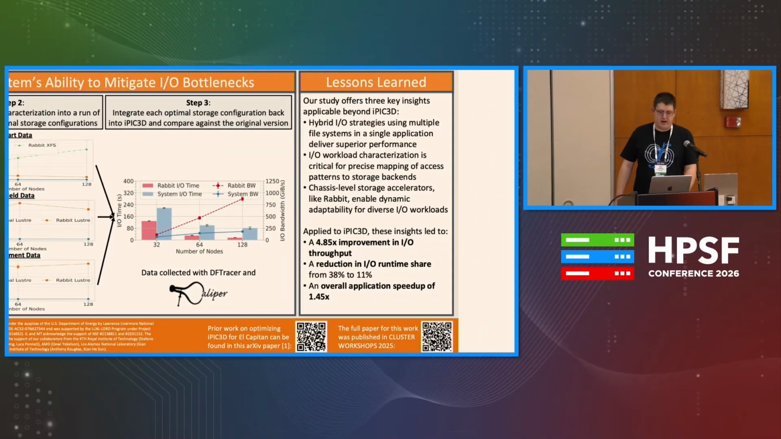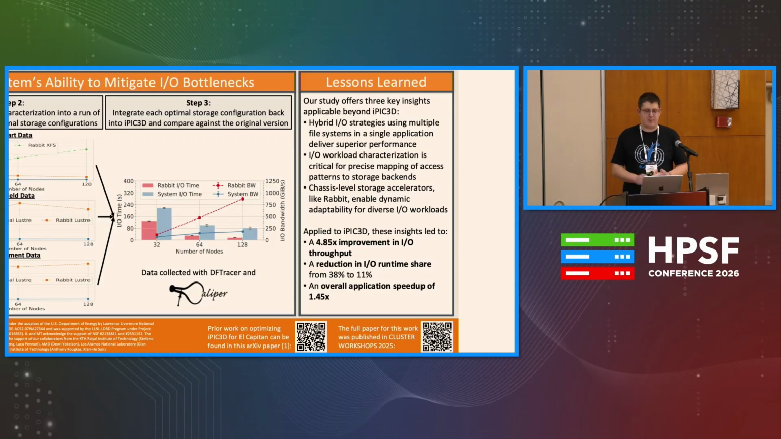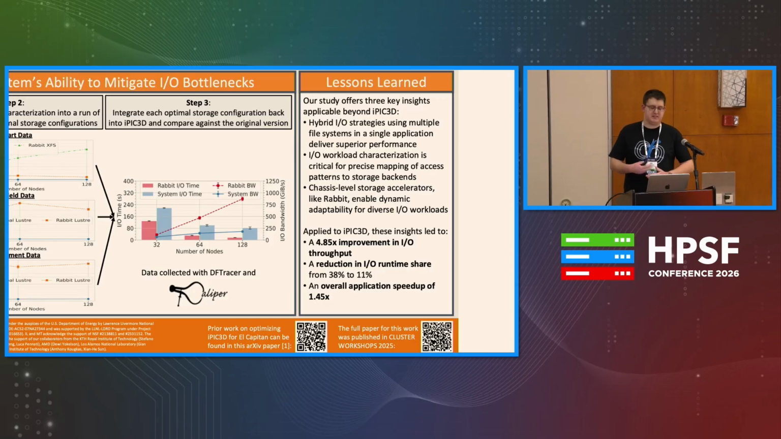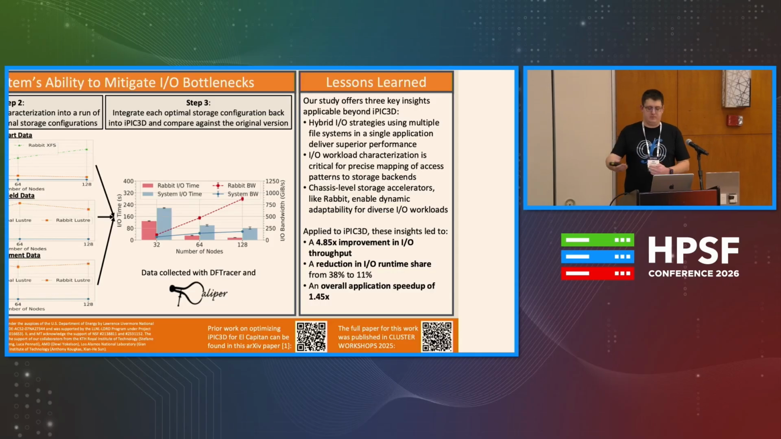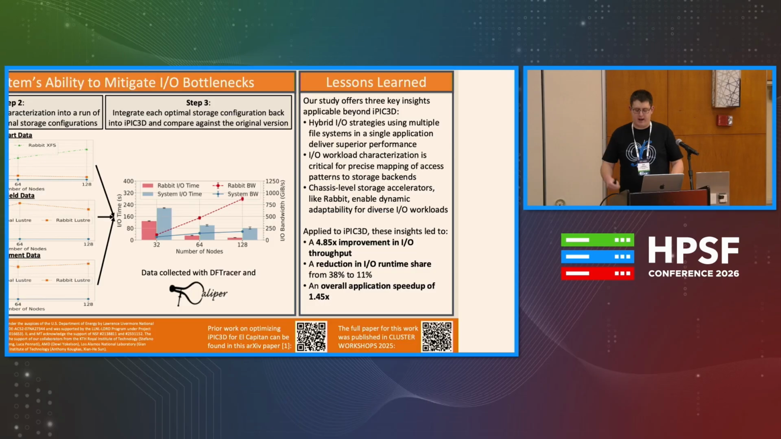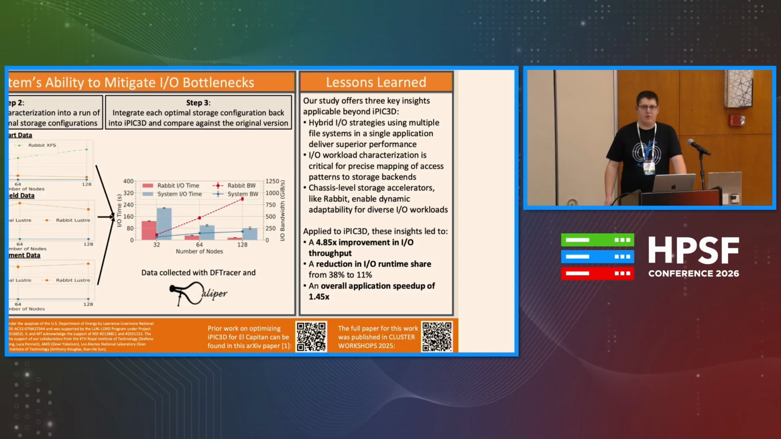In doing this study, we found 3 key insights applicable beyond IPIC, namely hybrid I/O strategies with multiple file systems in a single application can deliver superior performance. I/O workload characterization is critical to actually do the mapping of access patterns to storage backends. And chassis level or rack level storage accelerators like the Rabbits enable dynamic adaptability for diverse I/O workloads. And applied to IPIC specifically, these insights led to up to a 4.85 times improvement in I/O throughput, a reduction in the share of runtime from 38% to 11% for I/O, and an overall application speedup of 1.45 times.